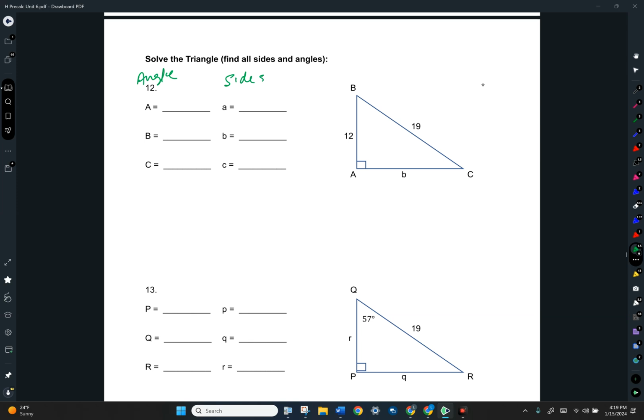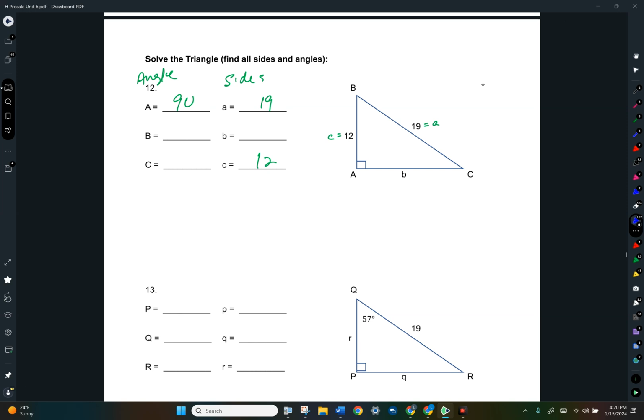Okay, so I already know angle A is 90, and I don't know angle B or angle C. And I know side A is 19, because remember they're labeled as the opposite. So side A is 19. Side C is 12. And side B I don't know. So that's all of my given information.